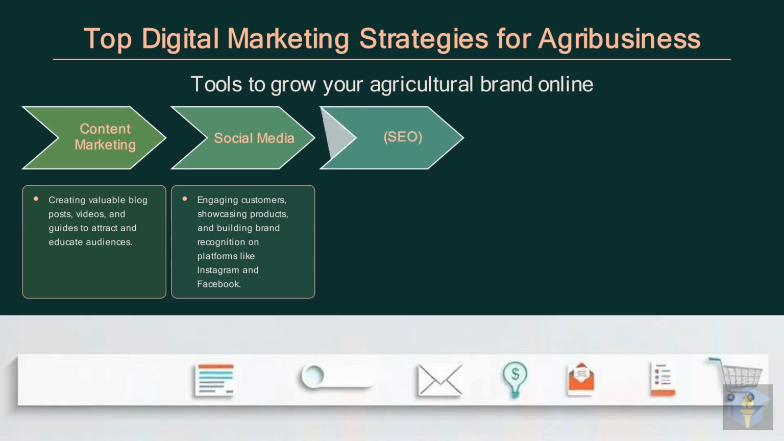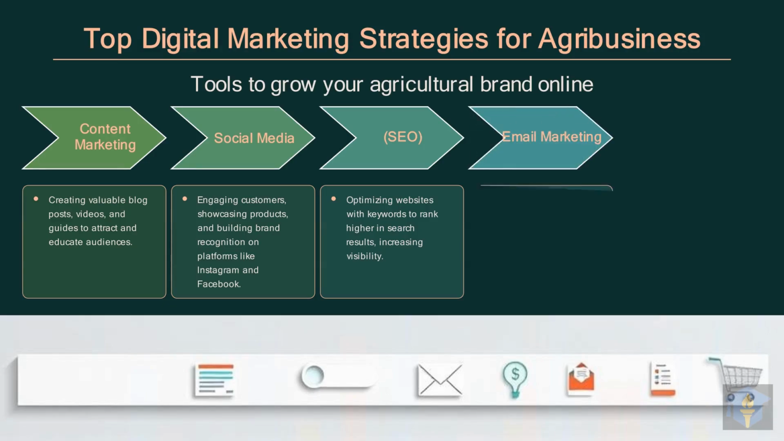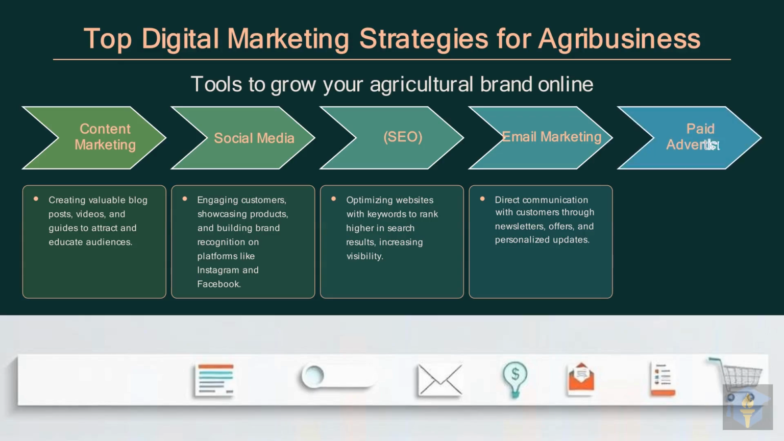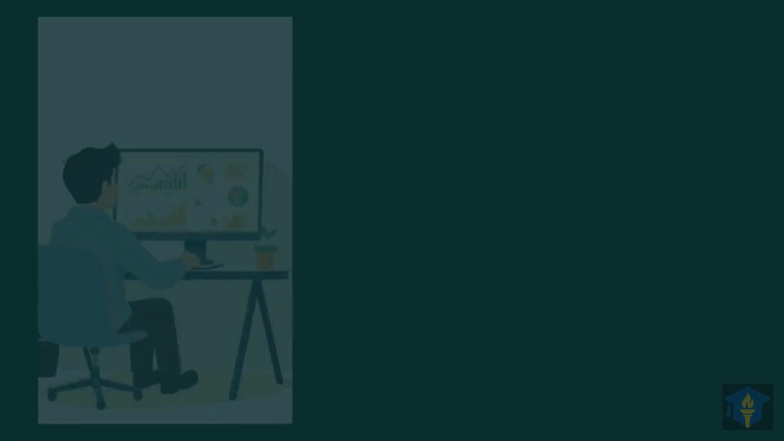Third strategy: SEO or search engine optimization. Optimizing websites with keywords to rank higher in search results. Fourth strategy: email marketing. Direct communication with customers through newsletters and personalized updates. Fifth strategy: paid advertising. Targeted ads on platforms to drive traffic and increase sales.